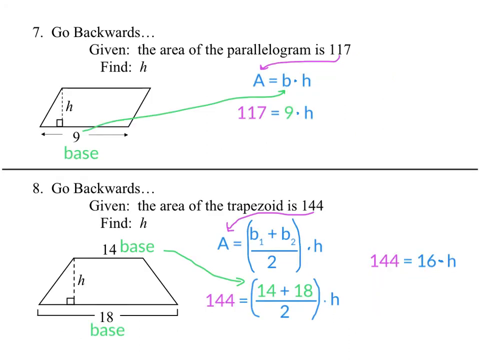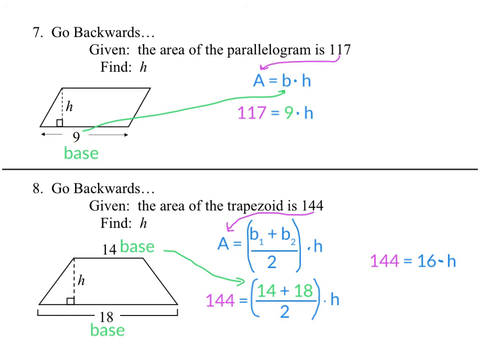Okay, so don't be overwhelmed by how this looks. I'm going to walk you through it. We're going to go backwards on this next example. So it tells me it's a parallelogram. The area of a parallelogram is base times height, but it doesn't want me to find the area. It tells me the area. So the area is 117. It's asking me to find the height.